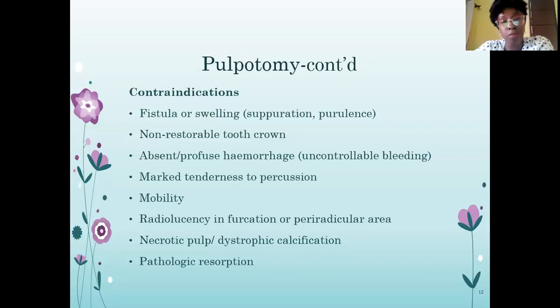If there's marked tenderness to percussion, although we know that with children, when you're detecting tenderness to percussion, you may not really get a true positive. When there's mobility of the tooth, radiolucency in your furcation or periradicular area, radiographs are a very, very important aid to your diagnosis and to guide the decision tree, really. Radiographs are very important. If you have a necrotic pulp, dystrophic calcification, and of course there's pathologic resorption.